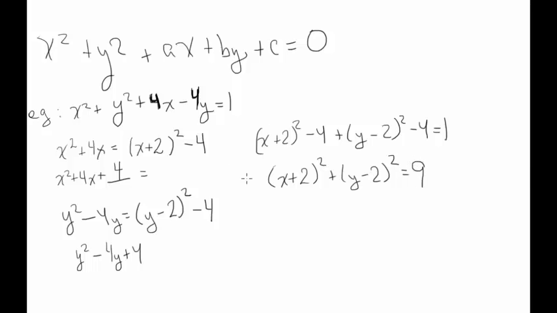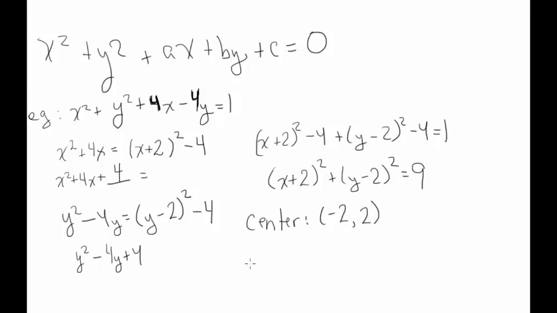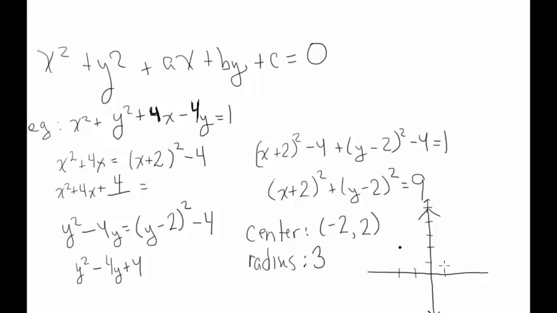9. So this is the circle whose center is at (-2, 2), and whose radius is 3. So it centers at (-2, 2), and its radius is 3.